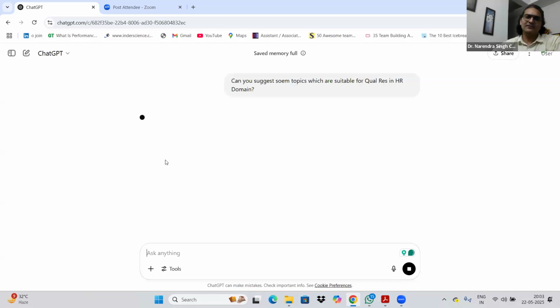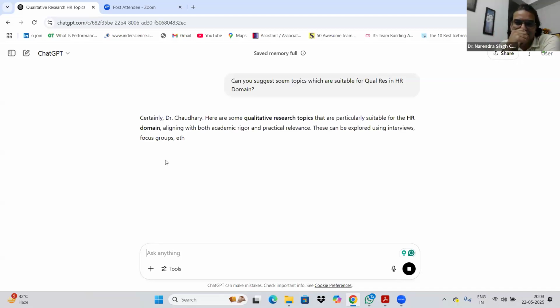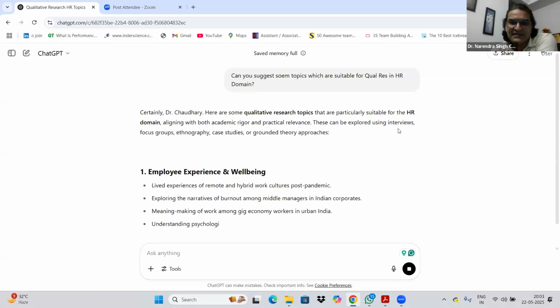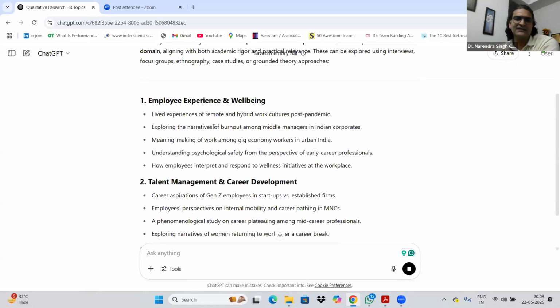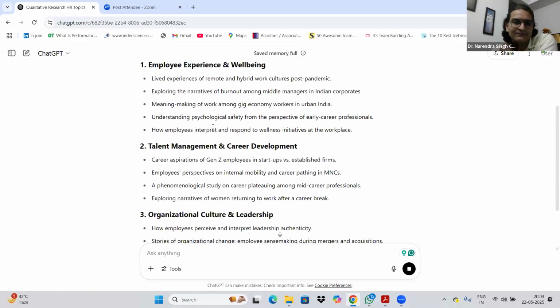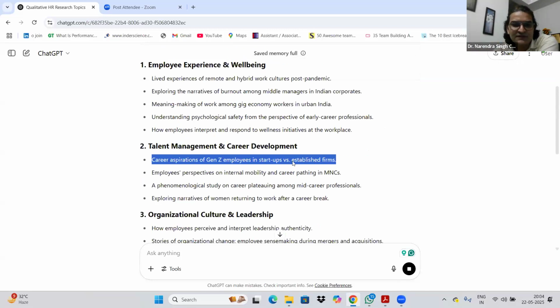Now see what it is giving. I've talked about all these things. These can be explored using interviews, focus groups, ethnography. These are certain things they are giving me: employee experience or well-being, talent management and career development. Now if I want to go with this, career aspiration of Gen Z in employee startups.